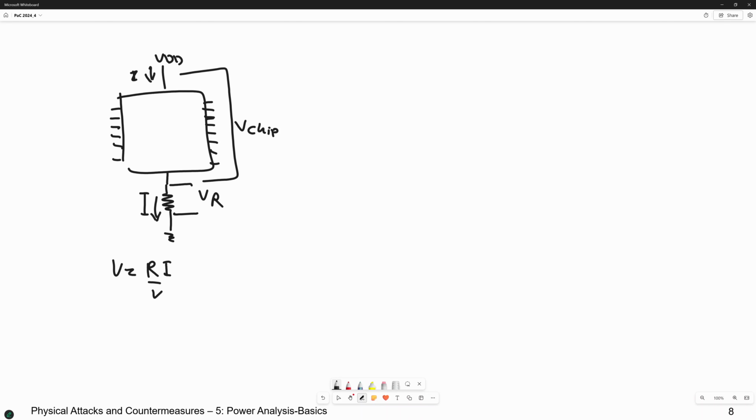When R is fixed, how large should this resistor be? Depending on the technology, in a super old technology you put 1 ohm. In a newer technology, you put 0.1 ohm. And then if you are interested in I, you measure V, and since R is fixed, V is proportional to I. What is important that you should keep in mind is that for power analysis attacks, we are not interested in the amount of voltage or current in ampere, nanoampere, femtoampere. No, just the value which is proportional to the current or to the power consumption of a device.